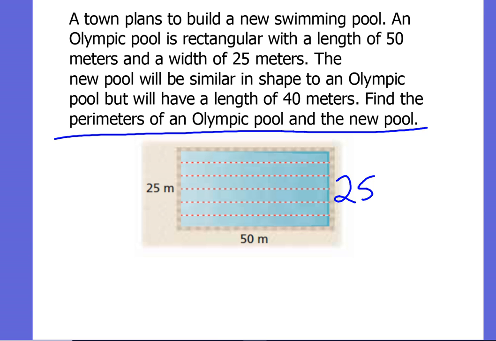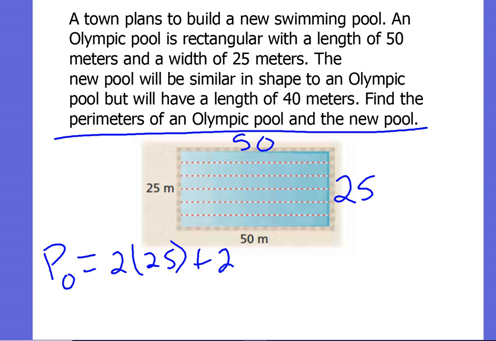So we have 25 for the width, we have 50 for our length. So for our Olympic pool, I'm going to put perimeter sub O for Olympic would be 2 times 25 plus 2 times 50. Well, 2 times 50 is 100, 2 times 25 is 50, so it's 150 meters for the perimeter. That's good, because what do we know?